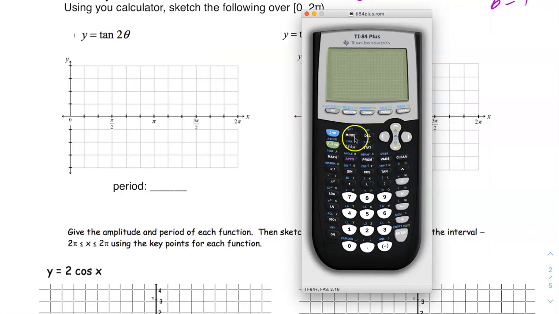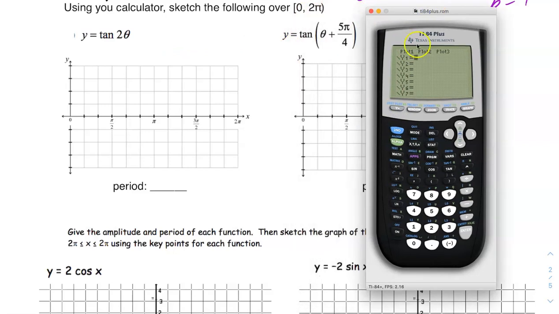So when we graph trig functions, 98% of the time you want to do it in radian mode. Probably more like 99% of the time. So make sure you're in radian mode. If we're in degrees from the last couple lessons, you just want to go back and hit radian, hit enter. And then we're just going to type it in. So we go to y equals. I'll type in tan of 2x. Remember, we don't have theta, but I'm just using x.